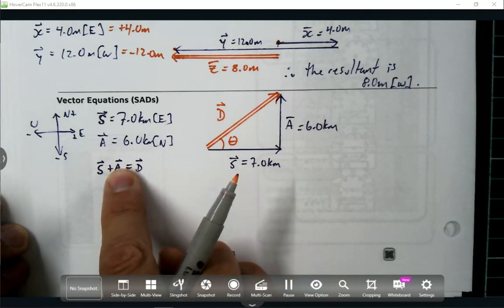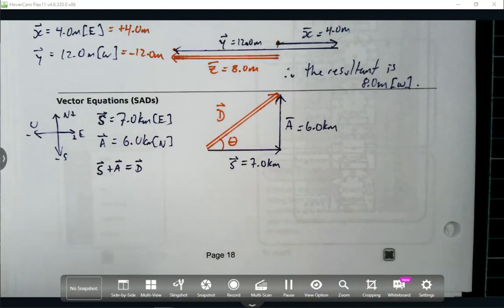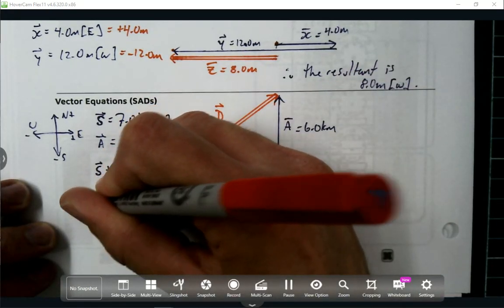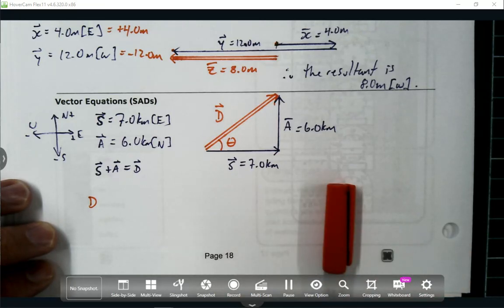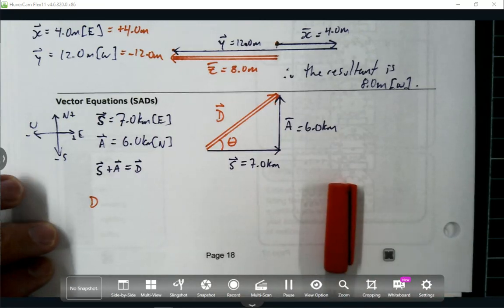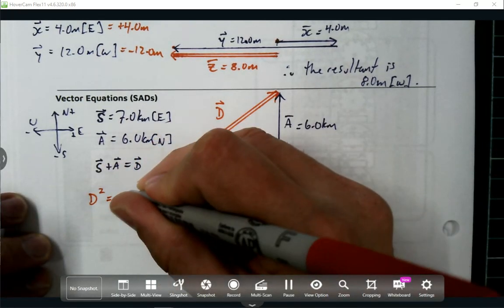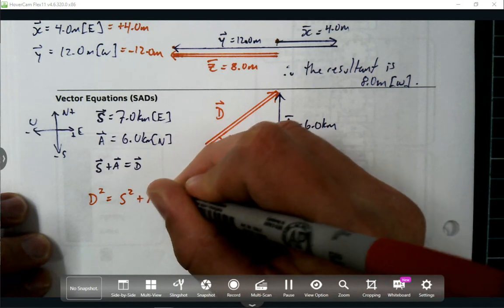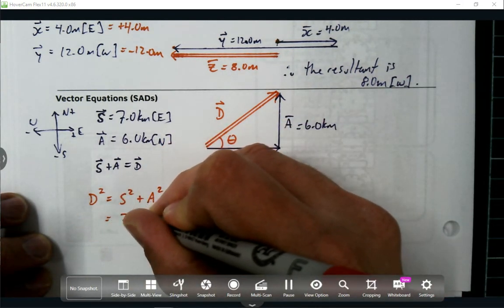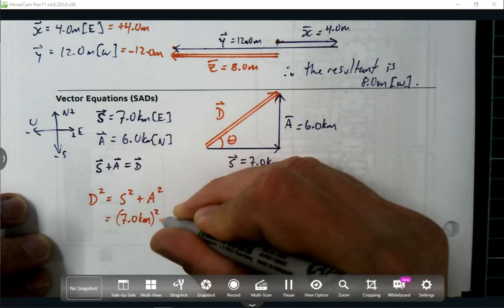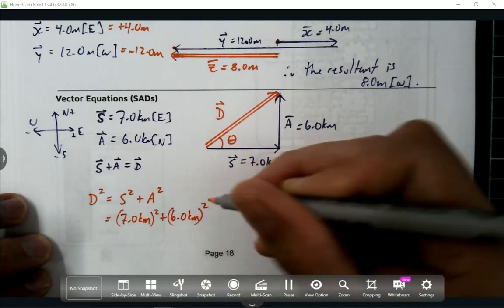So let's just be clear about that. This is telling me how to snap them together in 2D. Now I got to step back and say, well, actually, can everybody do that? I feel like this is one of those things where you push your glasses up on the bridge of your nose and say, well, actually, you know what I mean? Cartoon-wise, D squared is equal to S squared plus A squared. And we sub in our values, 7.0 kilometers squared plus 6.0 kilometers squared.